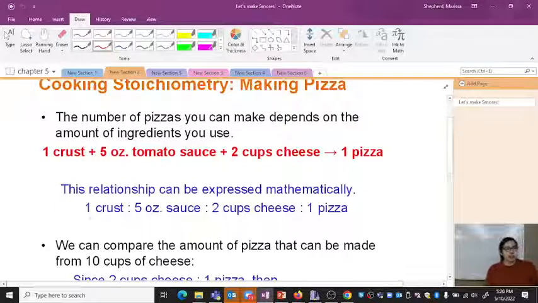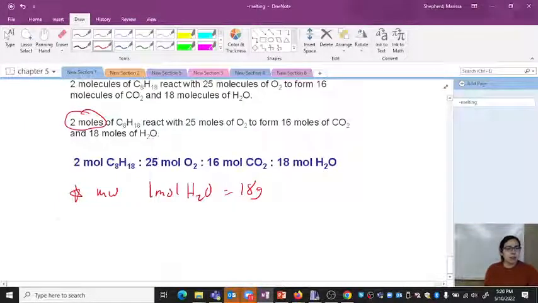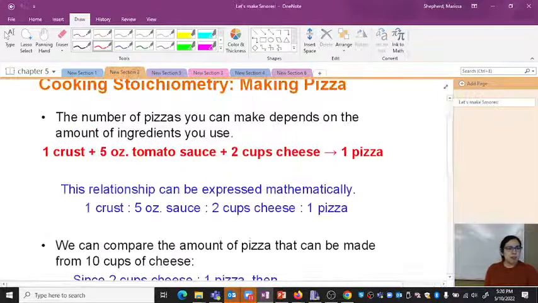And so we could express this as just a proportional relationship. So we have 1 crust of 5 ounces to 2 cups to 1 pizza. So this would be kind of the same as our mole-mole ratio. So again, we can go back and say we have a 2 to 25 to 16 to 18 mole ratio. So that's all we're saying here.